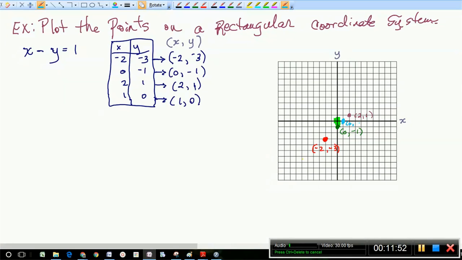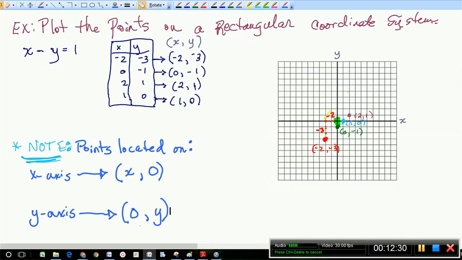Okay. So I want you to notice a couple of things. Let's notice the points that stayed on the axes. I'm going to write this at the bottom left here. It's just a couple of things that we want to get used to. A point that is located on the x-axis, one of its coordinates must be 0. Which one? Points labeled with a 0 for the y. So for the x-axis, notice we had the point 1, 0.